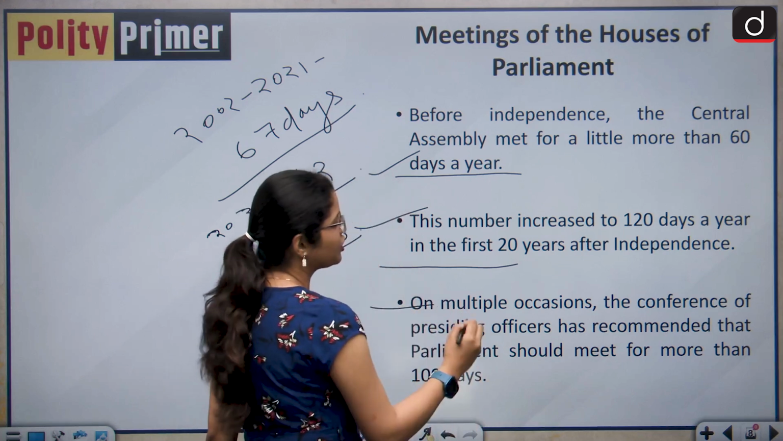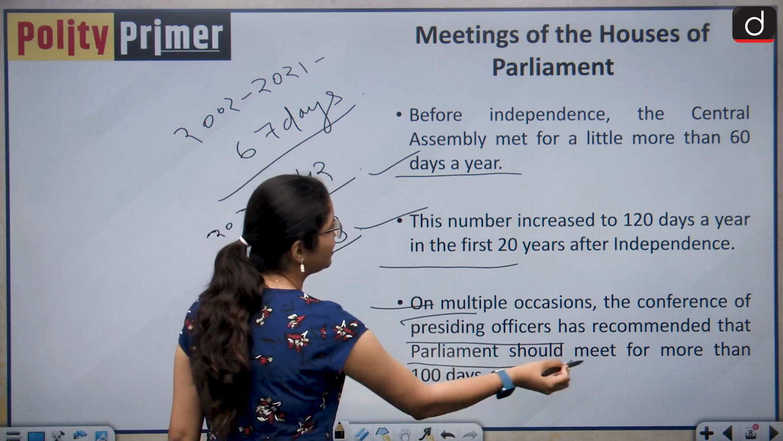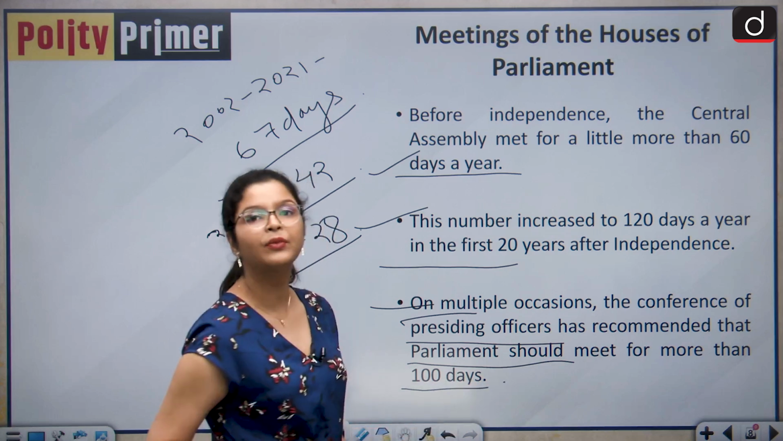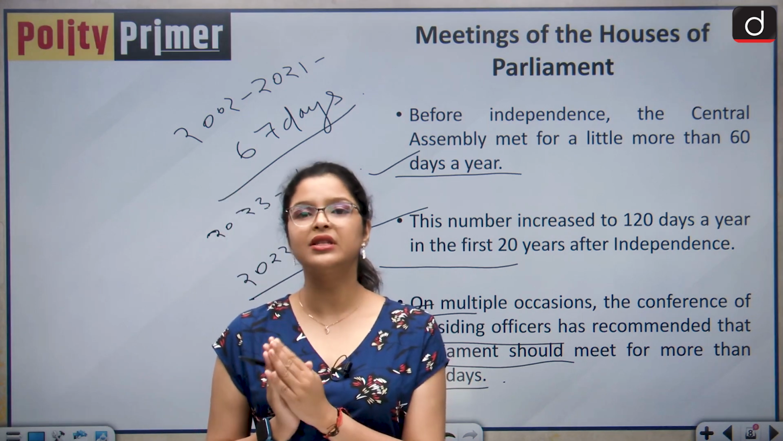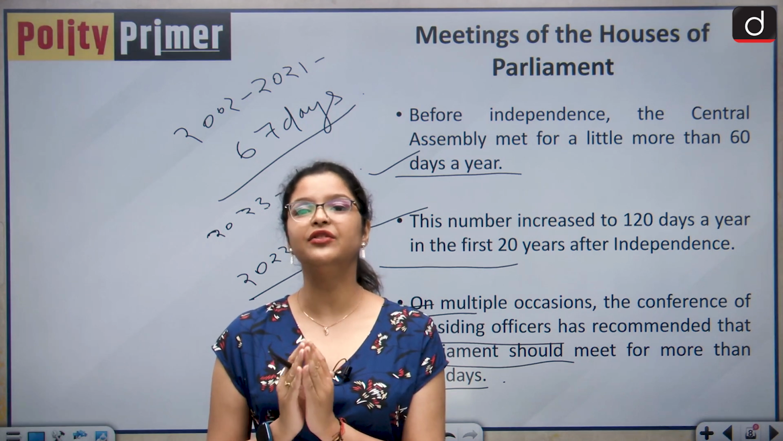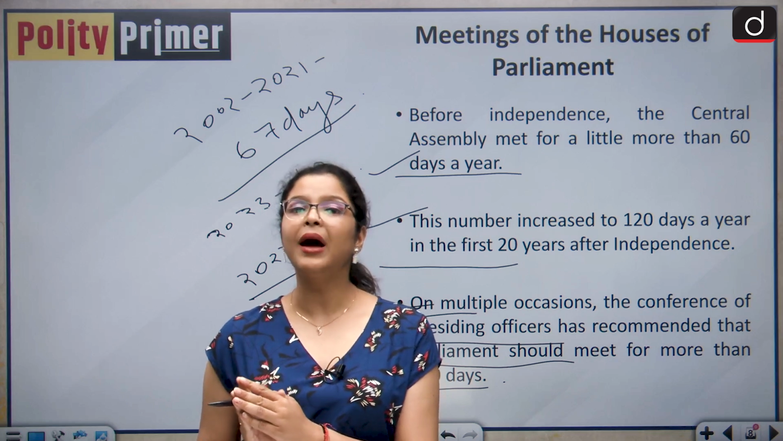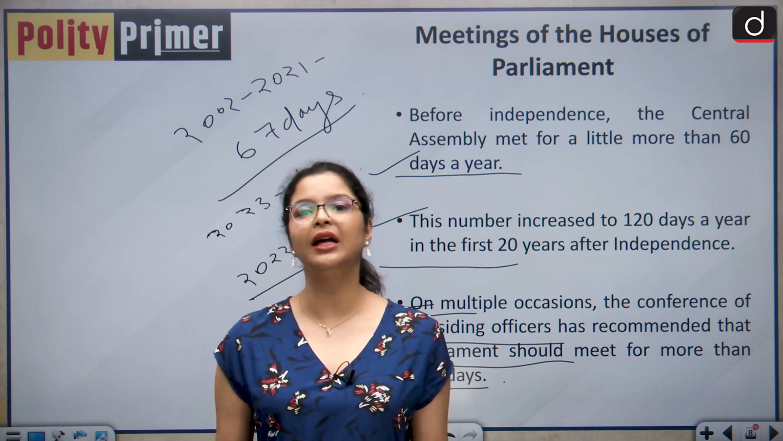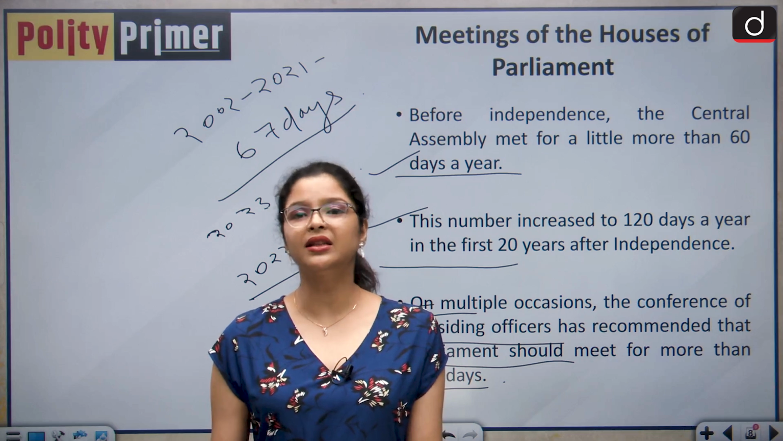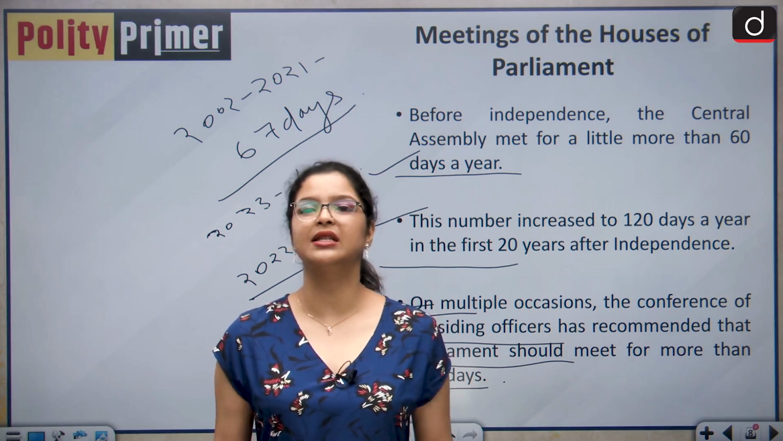On multiple occasions, the Conference of Presiding Officers has recommended that the Parliament should meet for more than 100 days. So the Committee of Presiding Officers has also suggested the same thing, that to increase the efficiency of the Parliament, it should meet for more than 100 days a year. But it is still at the recommendation stage and the government has not accepted it.